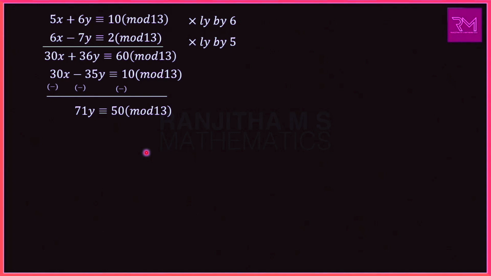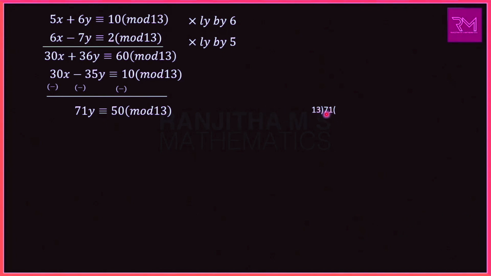So to reduce the procedure here, this linear congruency 71y is congruent to 50 mod 13. So this is nothing but we can divide the values 71 and 50 by 13. This is the same as if we divide 71 by 13 and 50 by 13. So to reduce this value, we can take this as here.